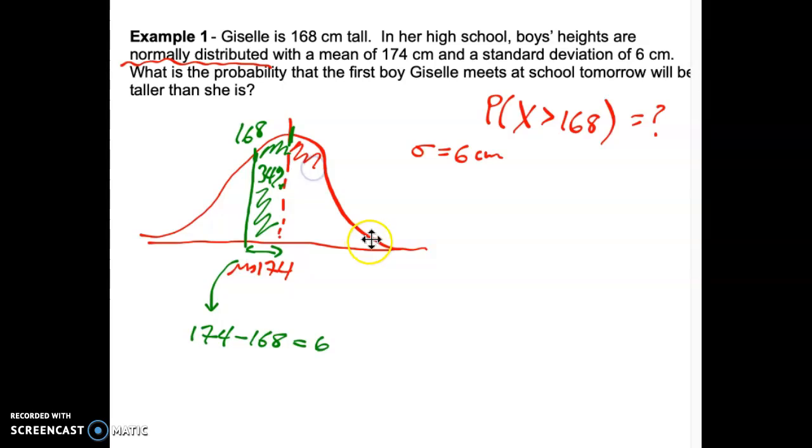And now we just need to worry about this other half. What's important about that is that it is in fact exactly half. And so if it's half, that means it's going to be 50%. So in total, the probability of being greater than this green line, greater than 168 centimeters, is 84%. So she has an 84% chance of the first boy she meets at school being taller than she is.